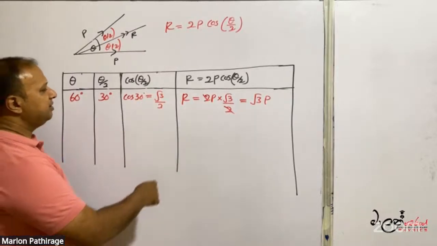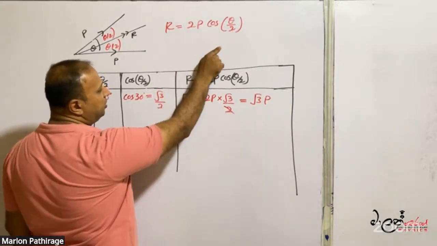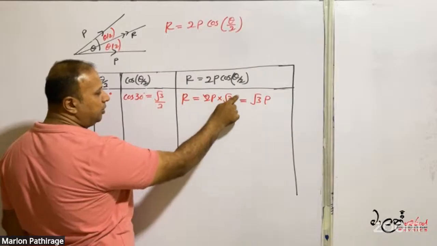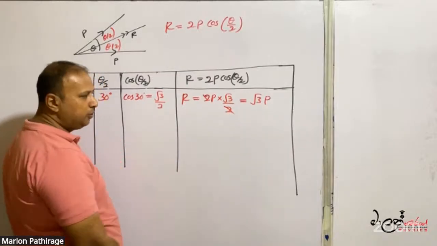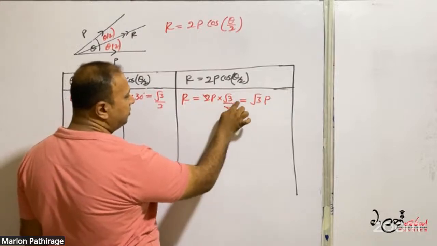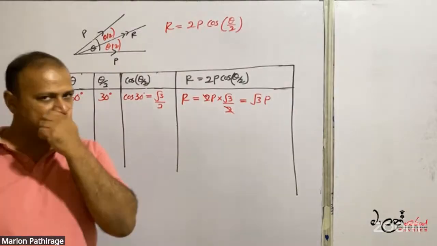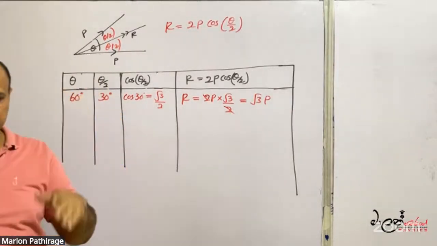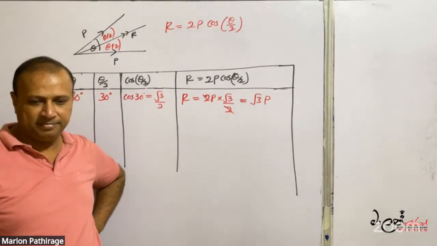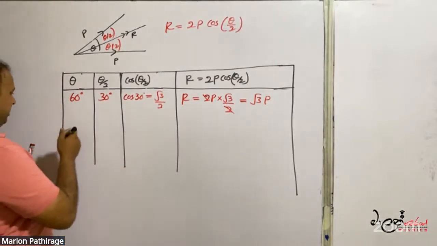Therefore, R is equal to 2p times root 3 over 2. The 2s will cancel out. Then R is root 3 times p. Is that clear? If you got that term, please place it there. Okay. Here's the next one.